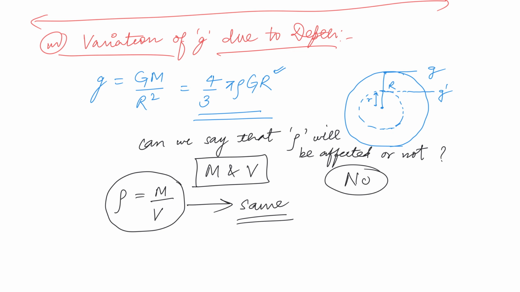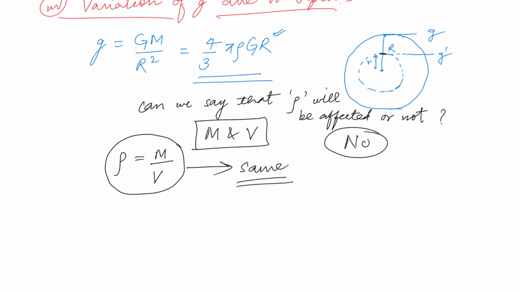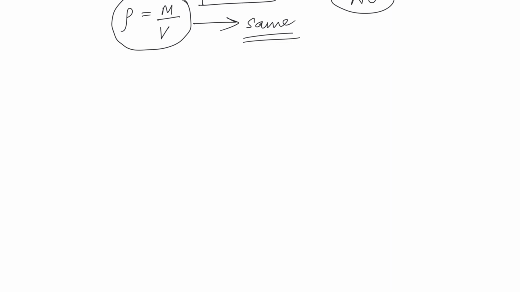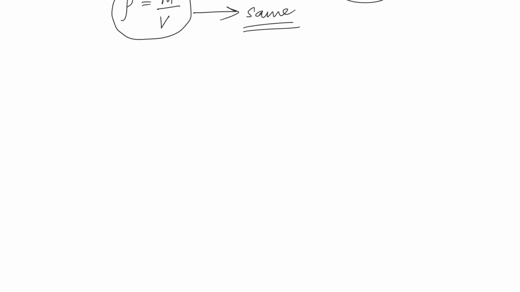So if anyone asks that if we are taking small g at depth, then is there any change in the density? No, density will be the same. If you take a spoonful of earth, then density will be the same. So density doesn't change. Density is a fixed quantity. Only the mass and volume change.